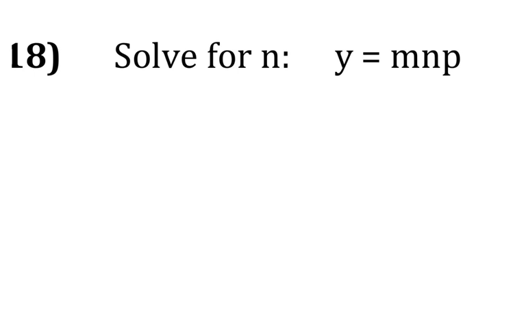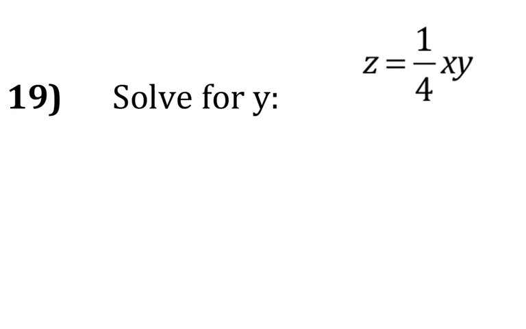And then number 19, this is what that problem says. z equals 1/4 times xy. So write both of those down. I'll give you a few minutes, and you can solve them, and we'll see if you're right.